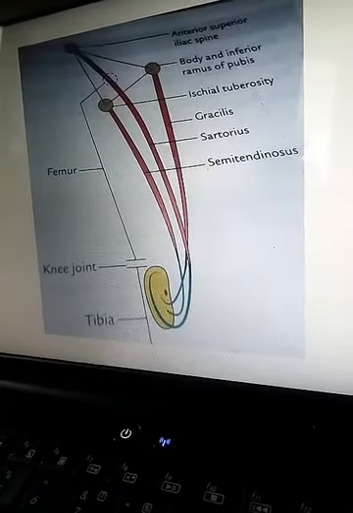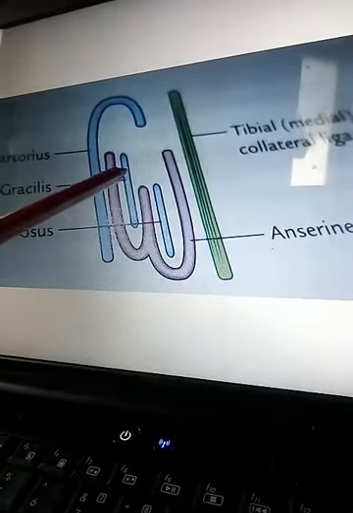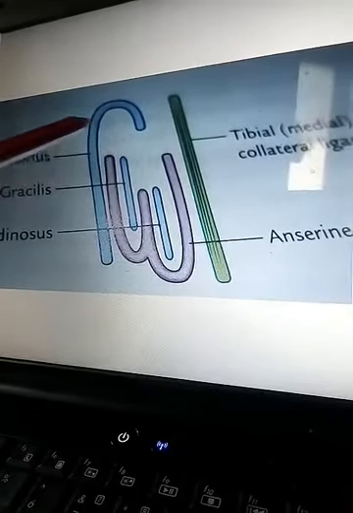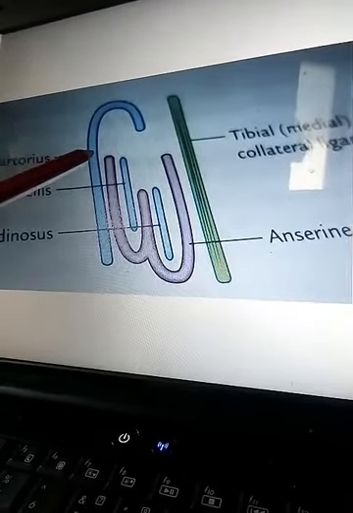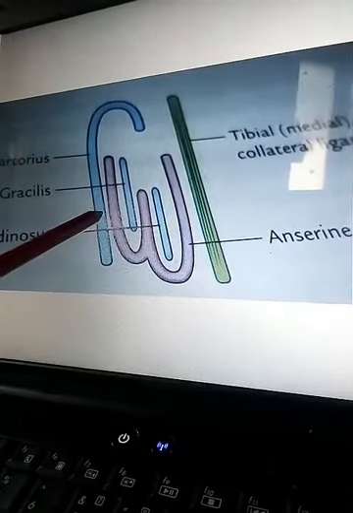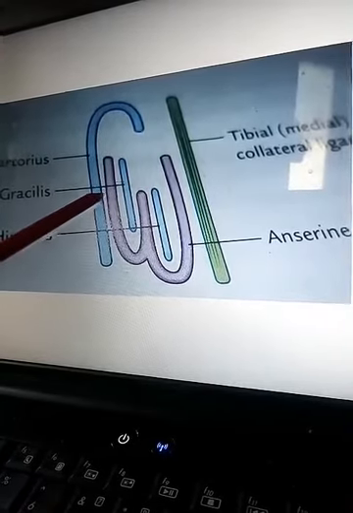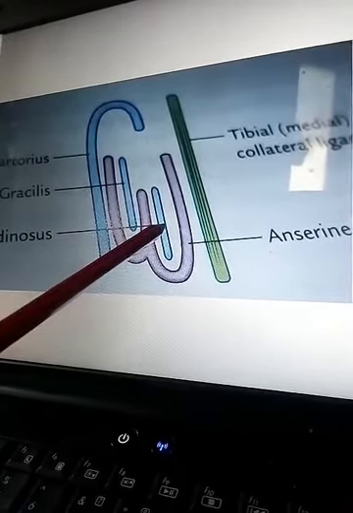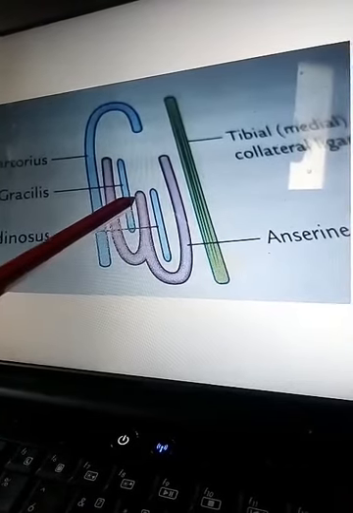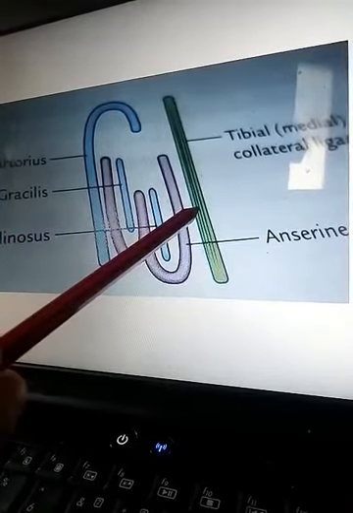Now, bursa anserina. Bursa anserina is a large, complicated synovial bursa with several diverticula present on the upper part of the medial surface of the tibia. It not only separates the tendons of sartorius, gracilis and semitendinosus from each other near their insertion, but also separates them from the tibial collateral ligament.